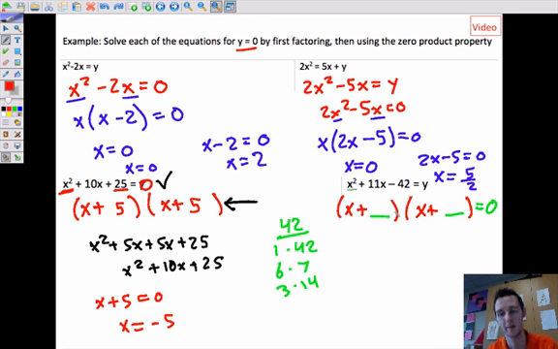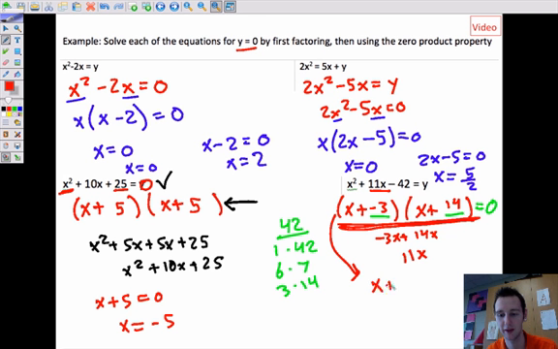So you can try negative 3 and positive 14. So our inside term is negative 3x. Our outside term is plus 14x. Negative 3x plus 14x, that does give us 11x. So that is what we were looking for. So x plus negative 3 equals 0, so x equals 3. And x plus 14 equals 0, so x equals negative 14.